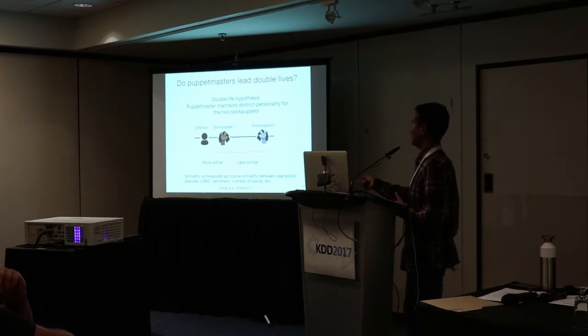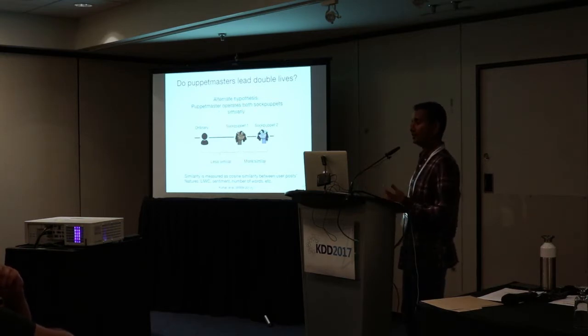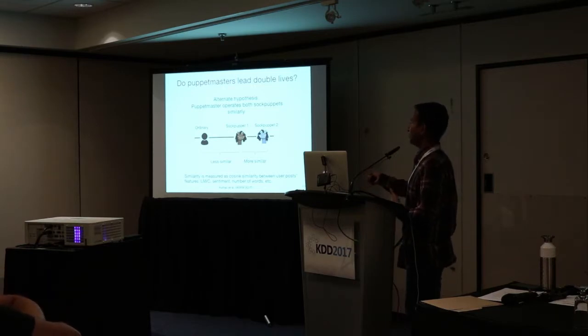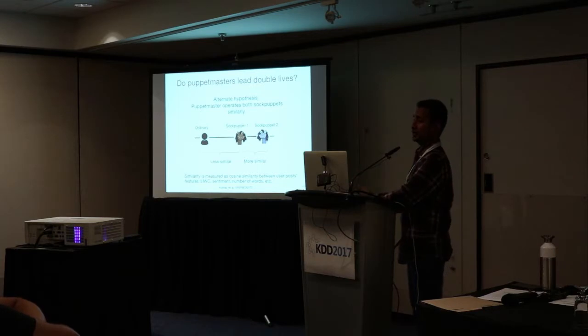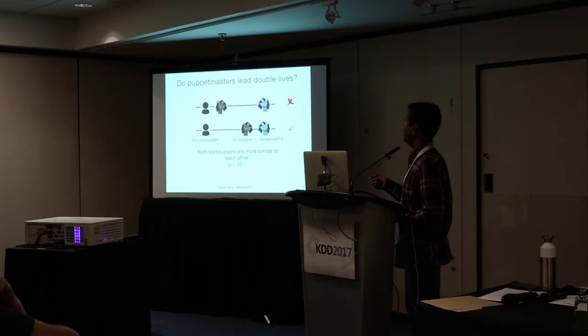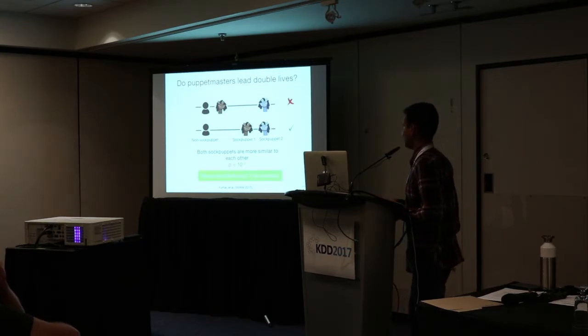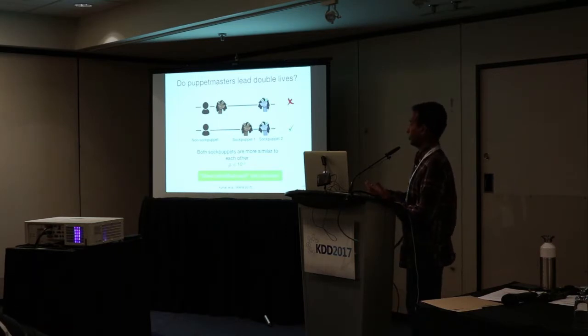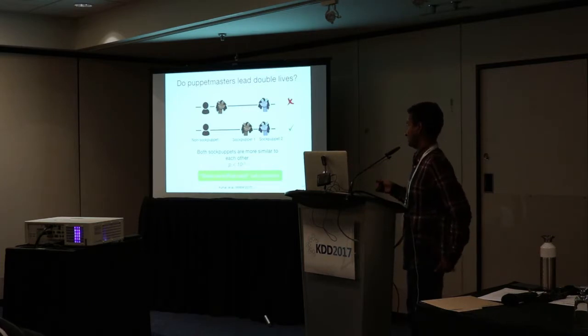So the first hypothesis is that the puppet master leads a double life. The alternate hypothesis is that the puppet master is lazy, which means both these sock puppets are very similar to each other, and both of them are very different from the ordinary user. So the puppet master is not putting in a lot of effort to distinguish the sock puppets from each other. By doing the analysis, what we find is that the first hypothesis is wrong, and both the sock puppets are very similar to each other statistically. So it is not common for a puppet master to use a good sock puppet account and a bad sock puppet account, where good would be one that is indistinguishable from an ordinary user. So this does not happen a lot.